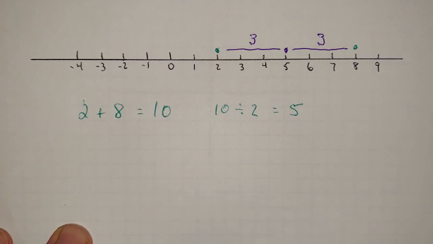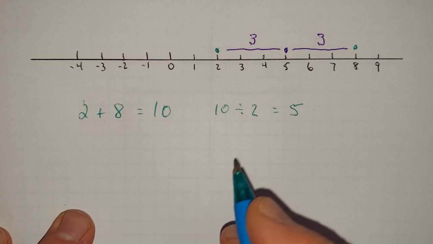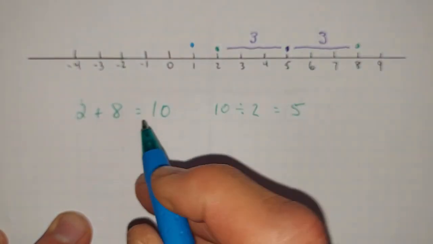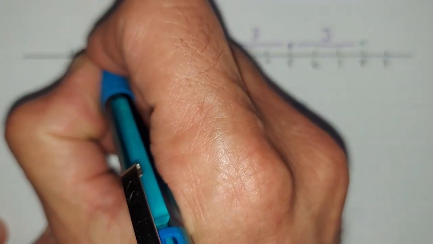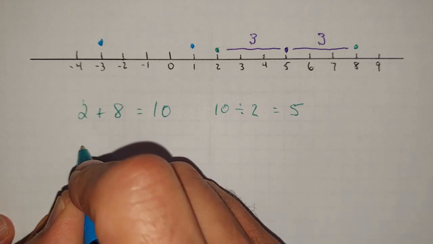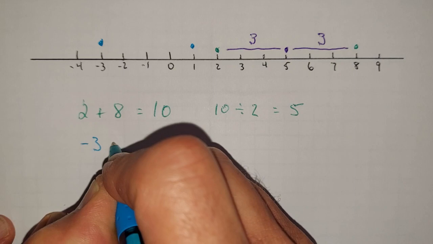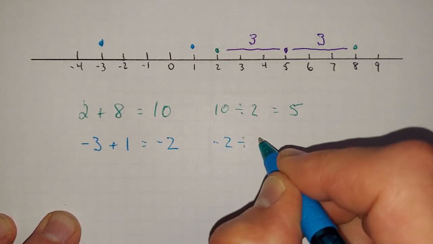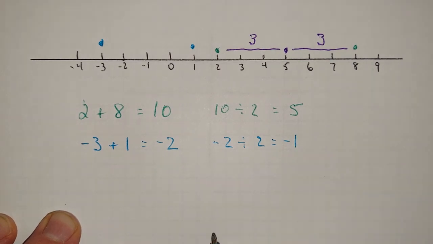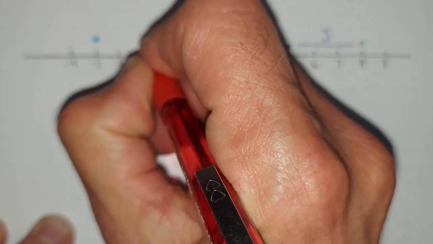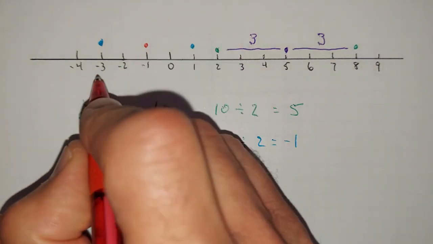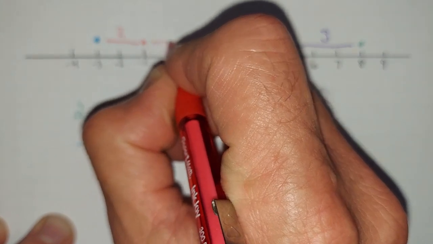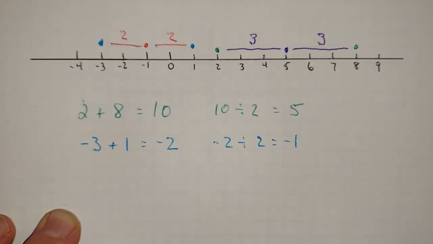We can also do this with negative numbers. For example, let's do 1 and -3. So -3 plus 1 is equal to -2, and -2 divided by 2 is equal to -1. So -1 is not only the average of -3 and 1, but it is 2 away from -3 and 2 away from 1. So it is also the midpoint of those two numbers.